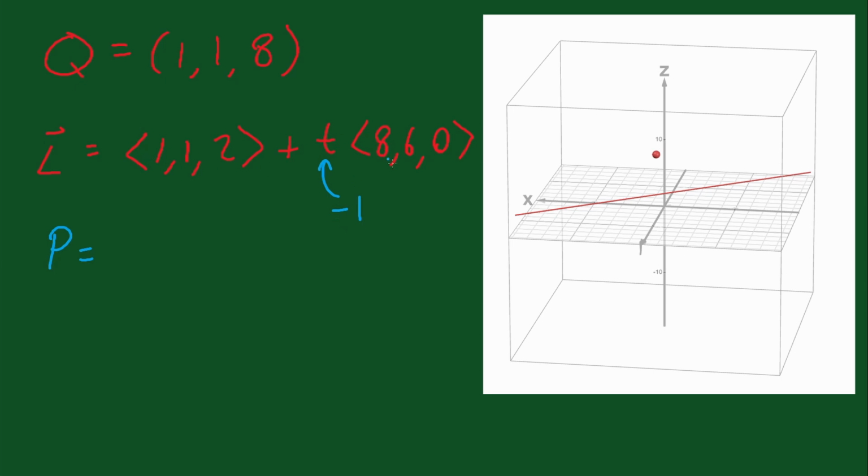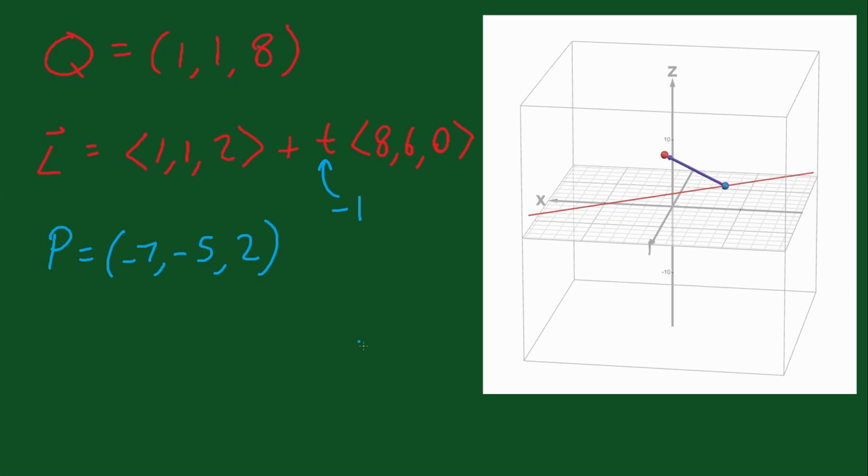So 1 minus 8, which is -7. You could do 1 minus 6, which is -5. You could do 2 minus 0, which is 2. So you have the point -7, -5, 2. And in fact, that's the point we have plotted right here. Okay, so how do we make this vector here?